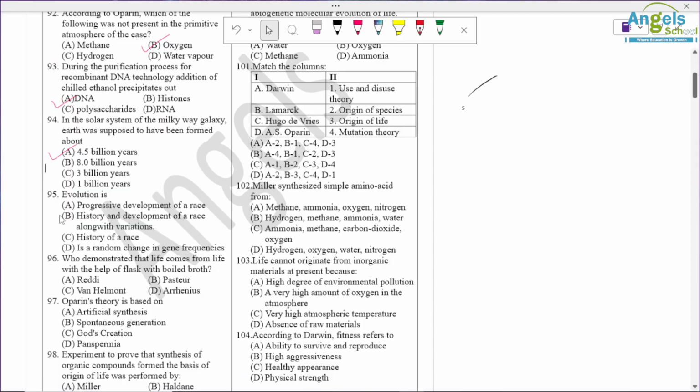Evolution is the progressive development of race, the history and development of race along with variation, and a random change in gene frequency. So evolution is a history and a development of race along with variations.